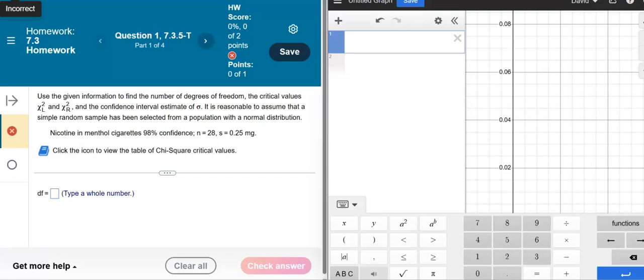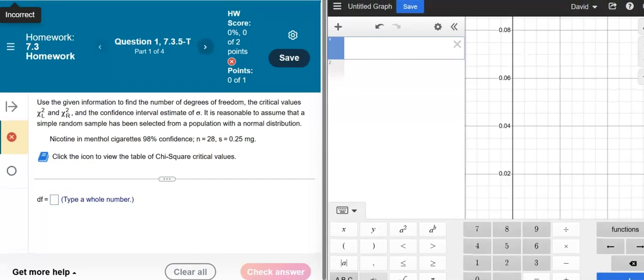Hey, stats class. So in this video, we're going to look at something called the chi-square distribution. This is the first distribution that's not bell-shaped. When we're dealing with proportions, we did the z distribution, which was normal. When we did means, we did the t distribution, which isn't normal exactly, but it is still bell-shaped. 0 was in the dead center. Well, now we're looking at something called chi-square.